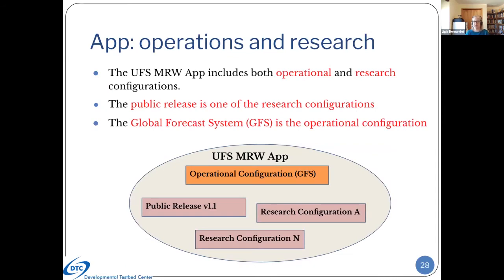I also wanted to explain a little bit about how this application works in terms of being used for operations and research. So the way I like to think about this is that this medium range app encompasses both operational and research. So it is this beige oval there on the screen. And from this bigger set of capabilities, it is possible to configure the model like it works in operational configuration, which for this app is the GFS, the Global Forecast System. But we can also configure the code for research configurations. The public release is one of those research configurations, but this general code can also be configured for other types of research configurations.